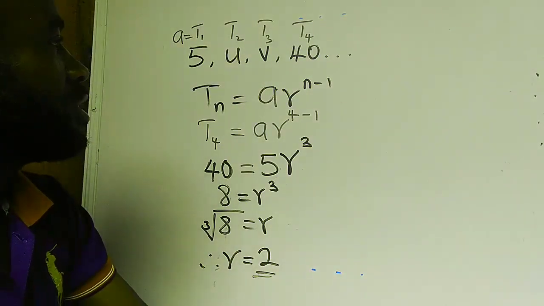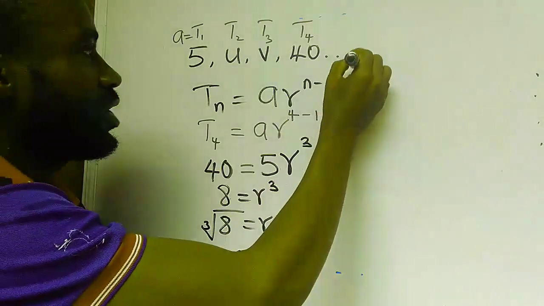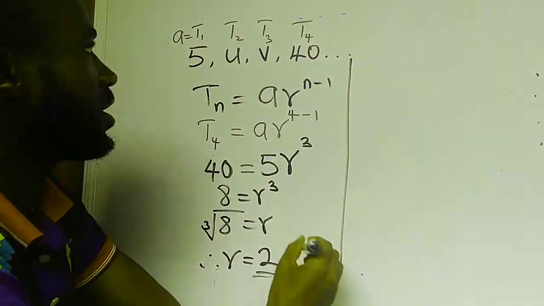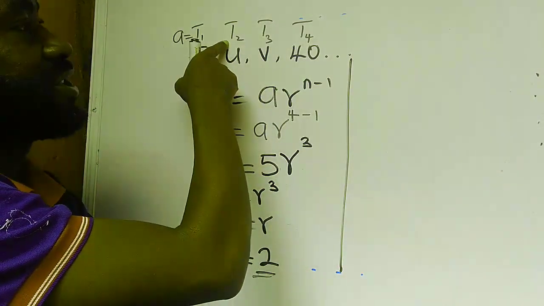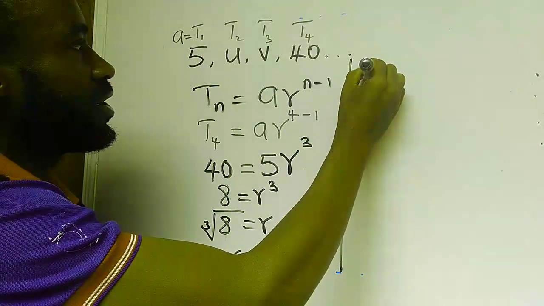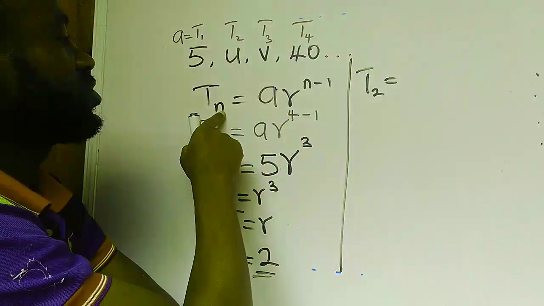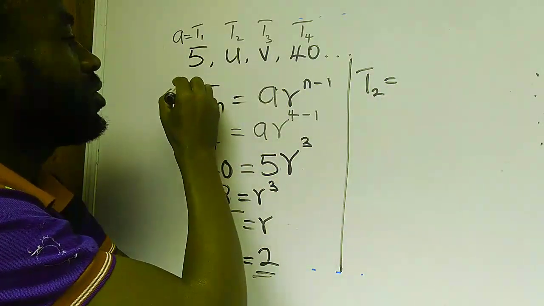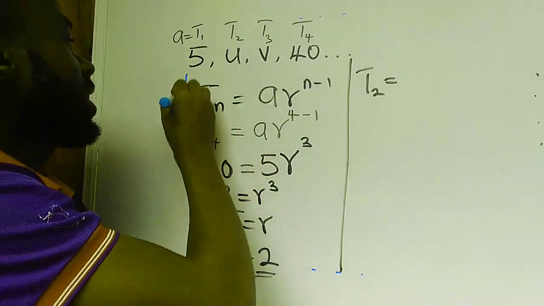So having gotten the common ratio, we can now get our U and V. And how do we get our U and V? We use this formula again. Remember that our U is our T2, that's the second term. So we're going to say that for T2, we slot in this 2 into this formula. This formula should always be your guide.